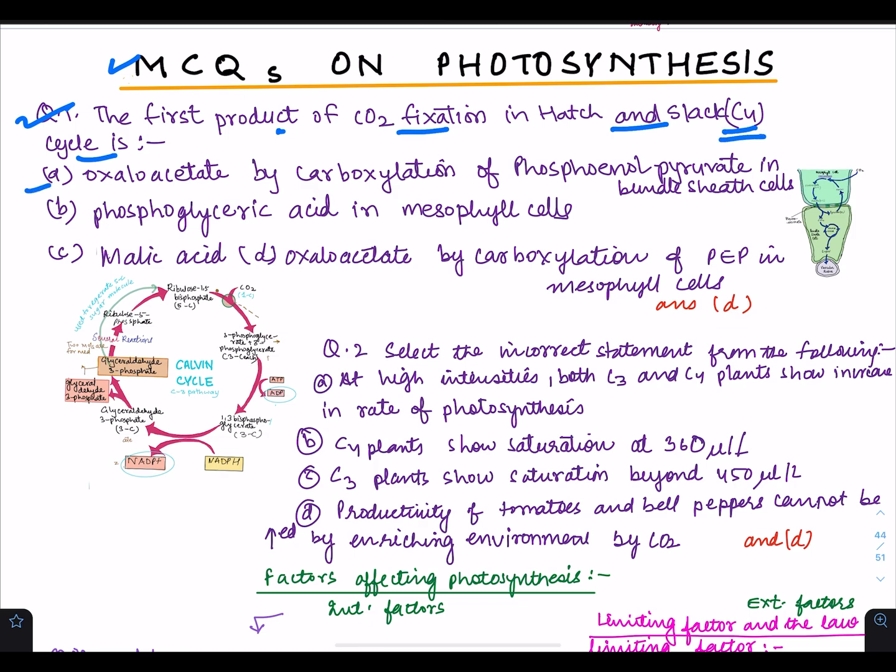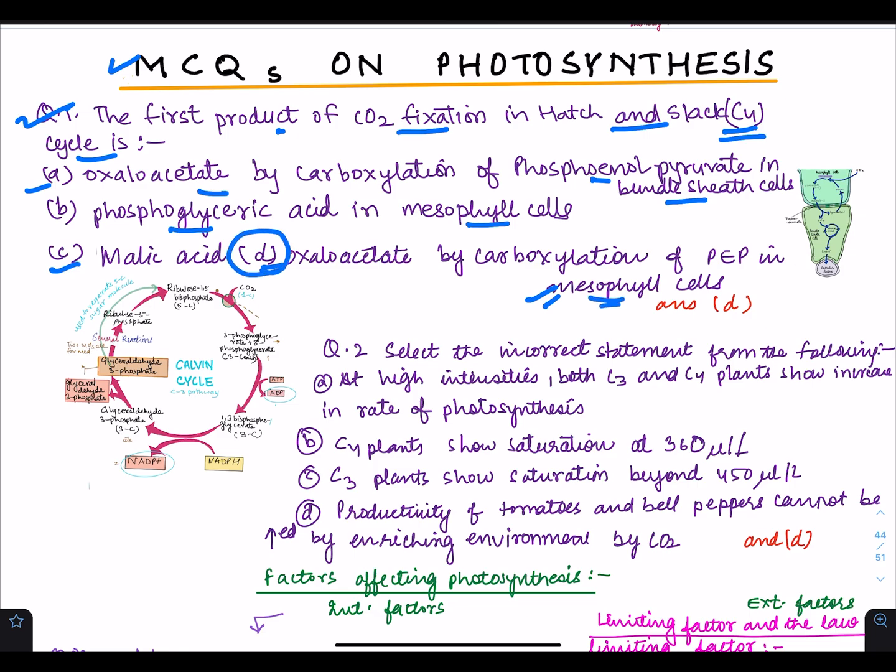So option first is oxaloacetate by carboxylation of phosphoenol pyruvate in bundle sheath cells, phosphoglyceric acid in mesophyll cells, malic acid and oxaloacetate by carboxylation of PEP in mesophyll cells. So the answer is D, that is in mesophyll cells.